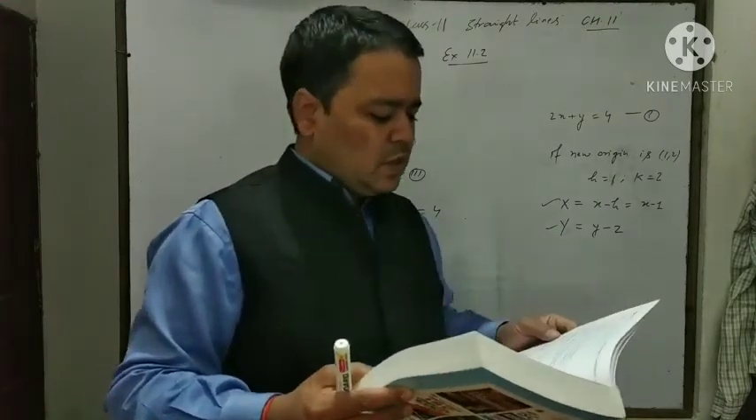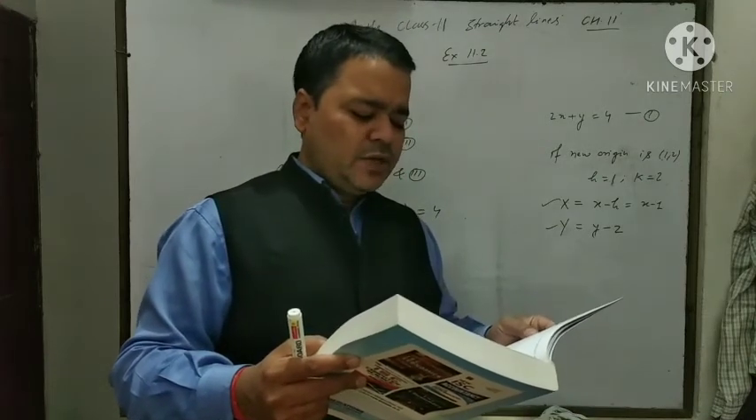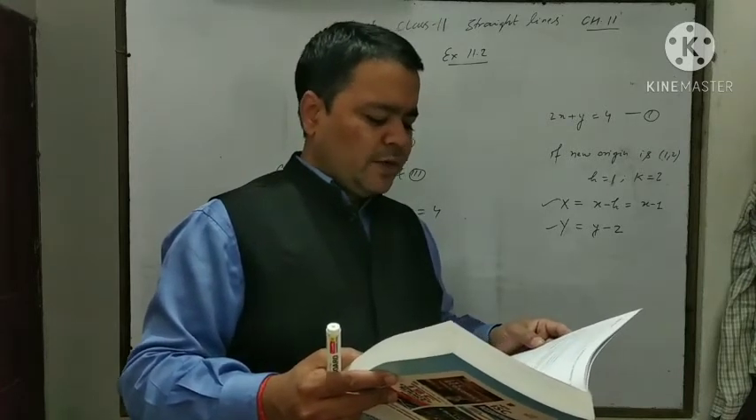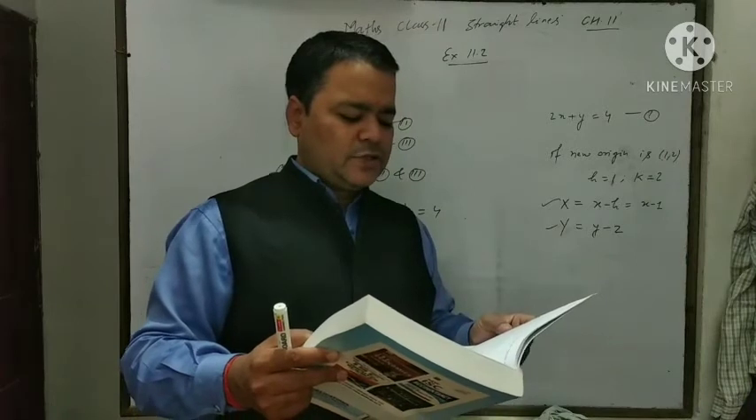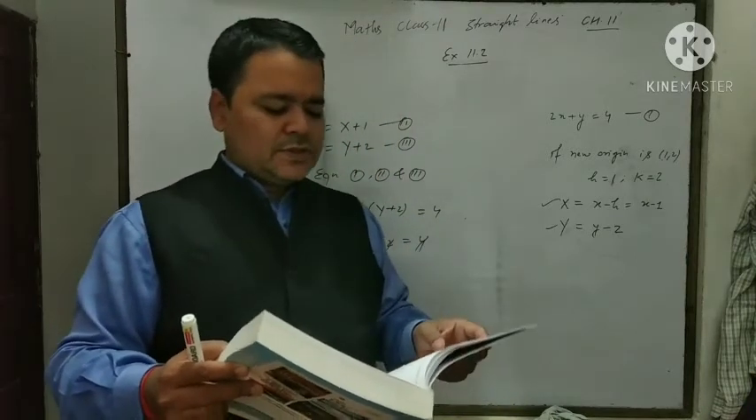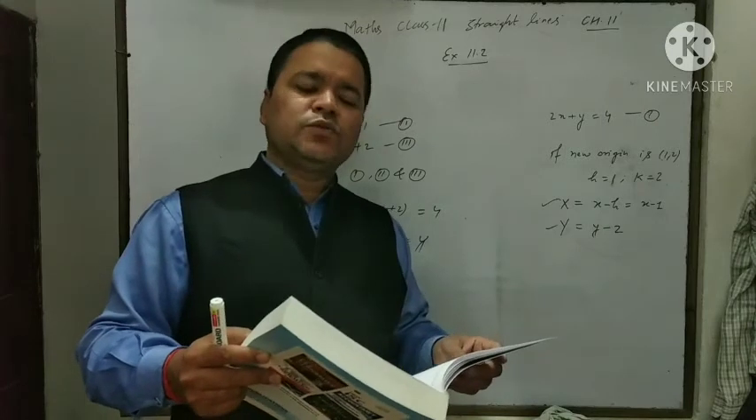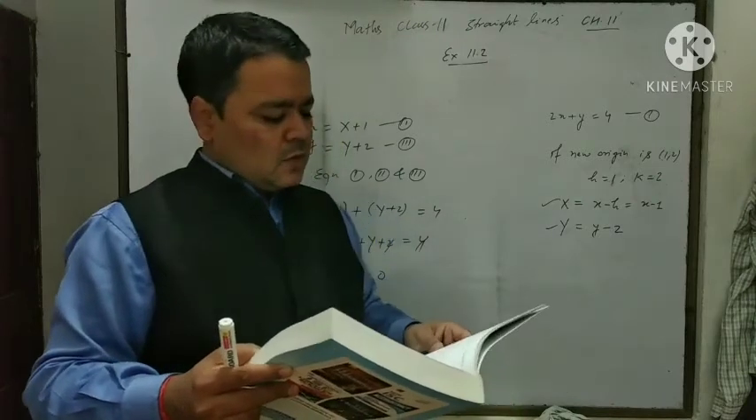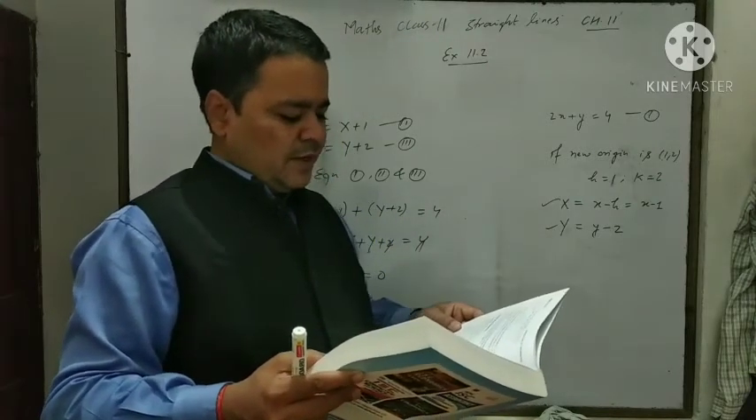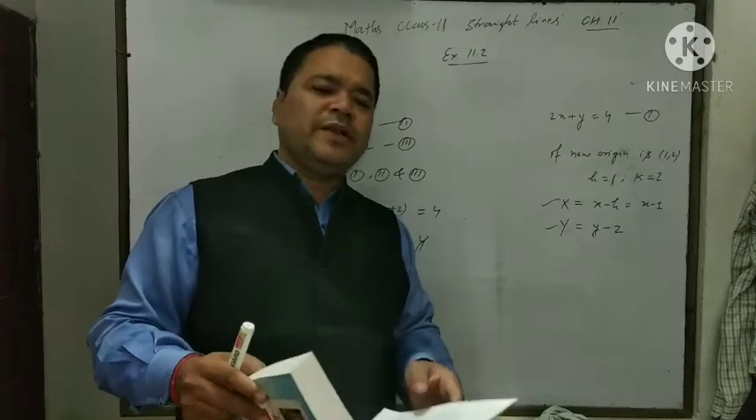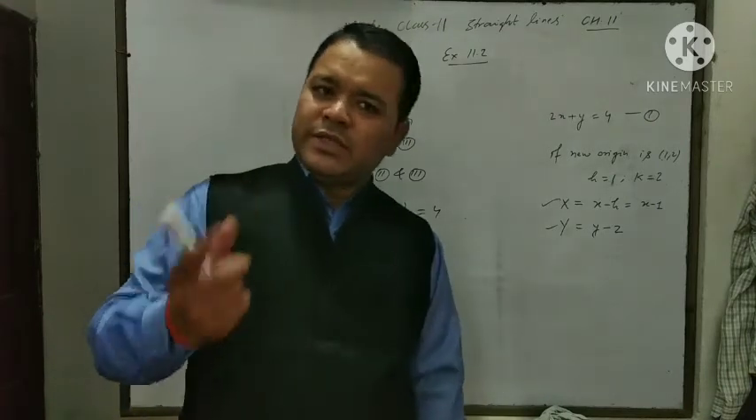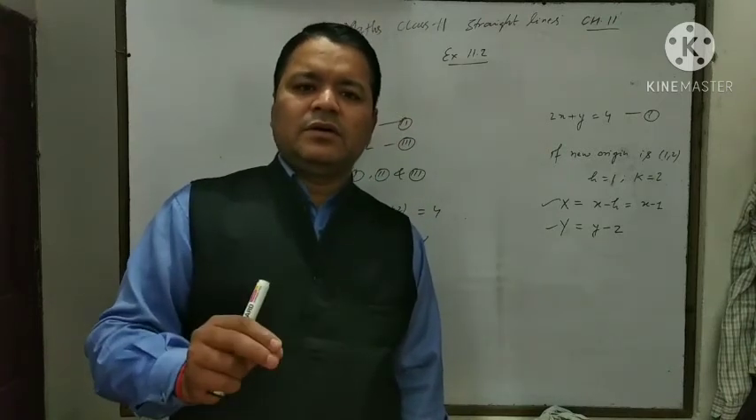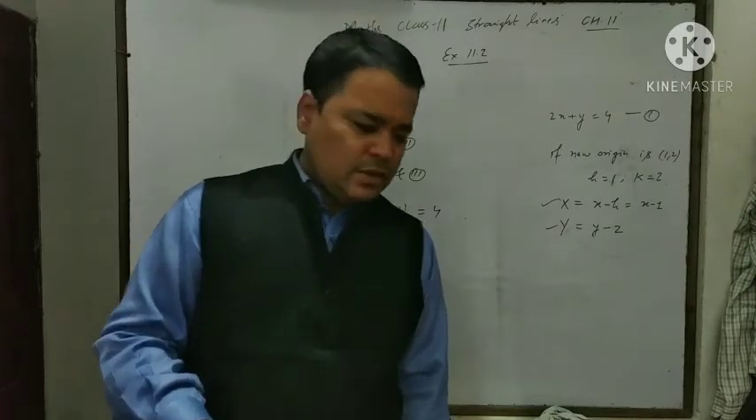Example 1 is given. Shift the origin to the point (-2, 3), axes remaining parallel to the original axes. What will be the new coordinate of the point (1, -2)? Origin is shifted to (-2, 3), means h will be -2 and k will be 3. The original coordinate is given, the shifted origin is given, and the question is to find the new coordinate. So let us see this question.